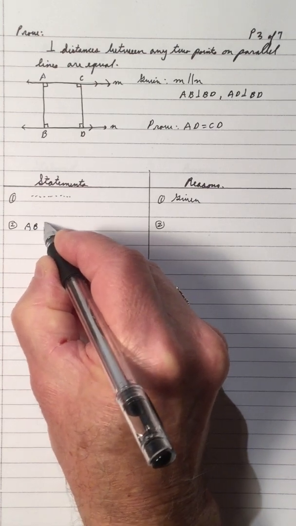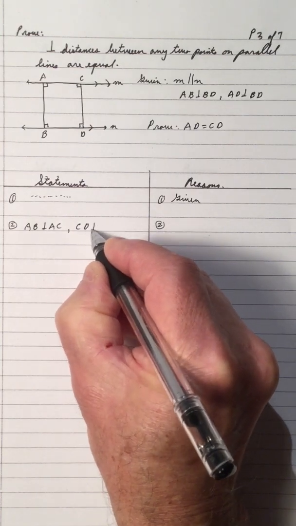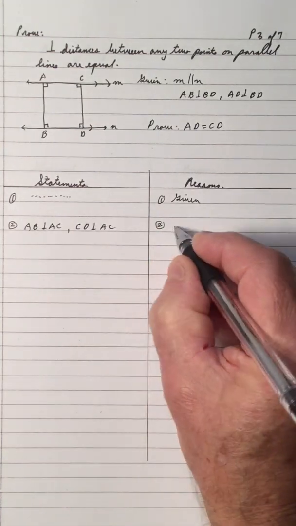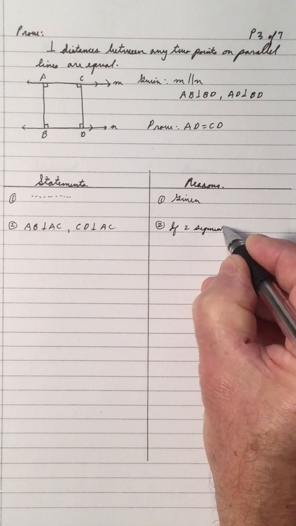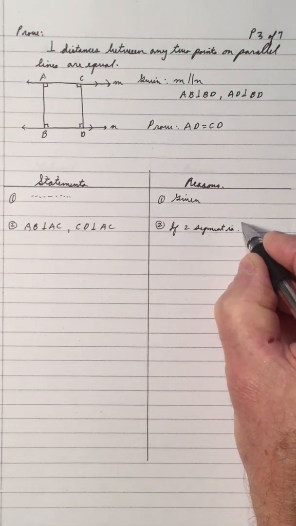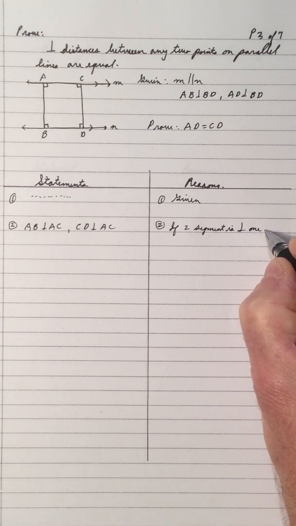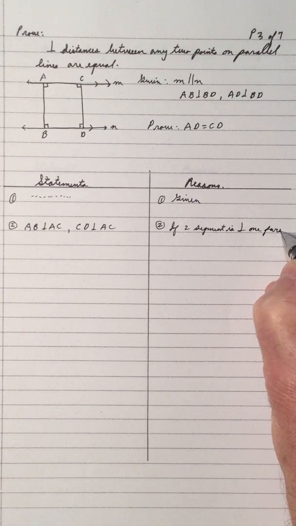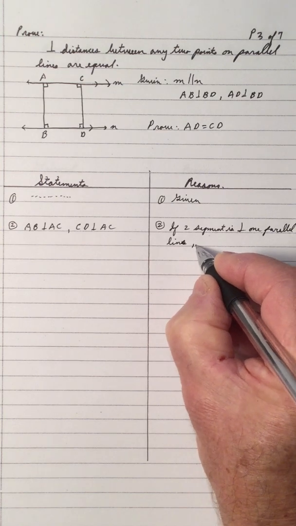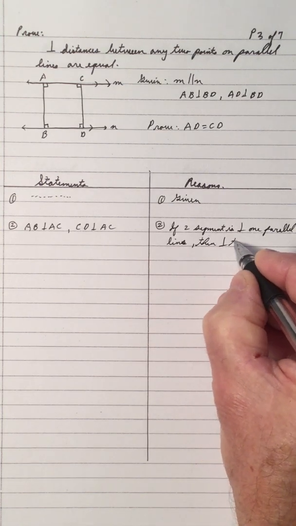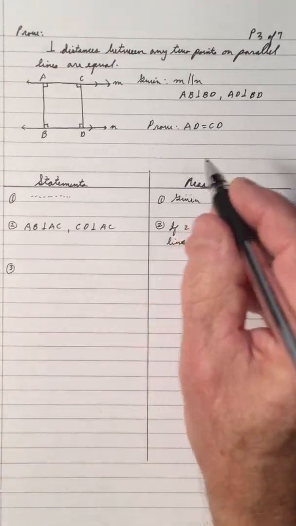AB is perpendicular to AC, and CD is perpendicular to AC, and if a segment is perpendicular to one parallel line, then it is perpendicular to the other. Okay, we have the perpendiculars done.